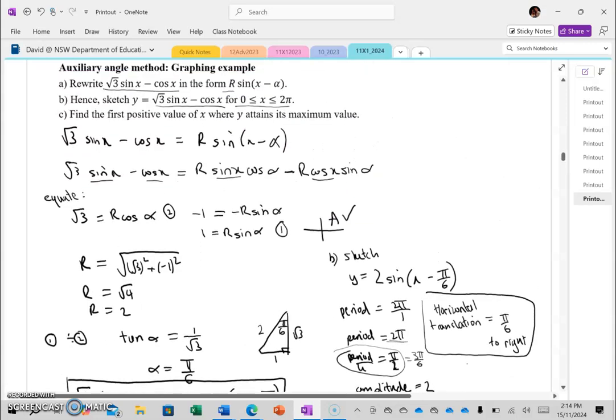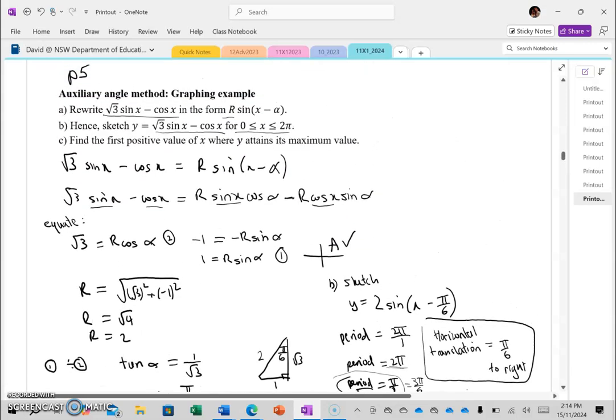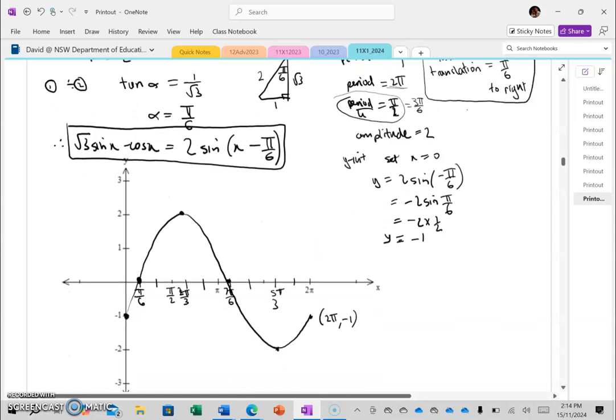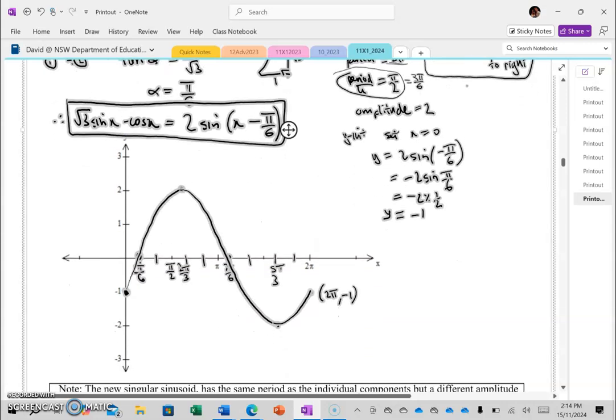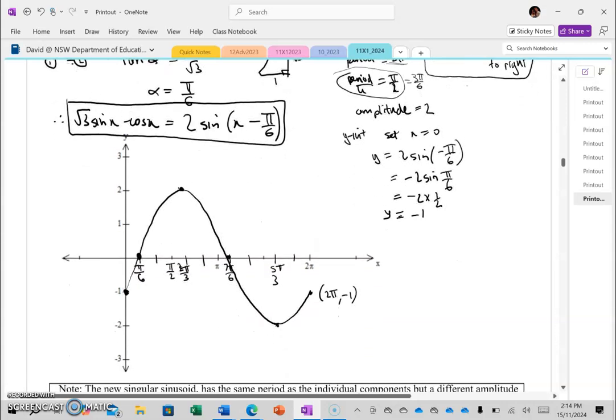Let's have a look at part C. Find the first positive value of x where y attains its max. Okay, well, because we've graphed, that's very easy. The first positive value of x where y attains its max value of 2 would be, from the graph, 2 pi on 3. So from the graph, it's x equal to 2 pi on 3.